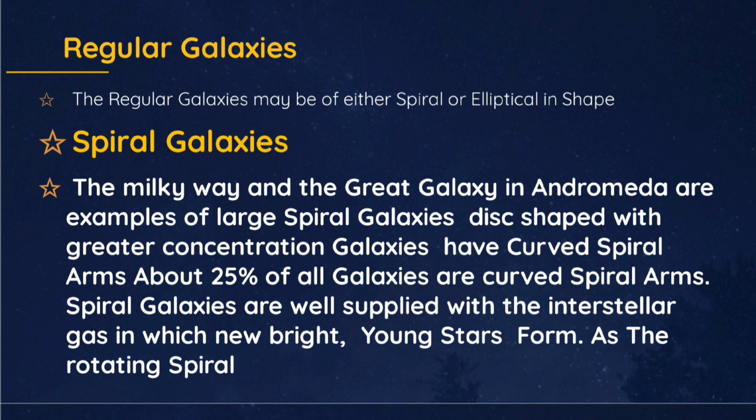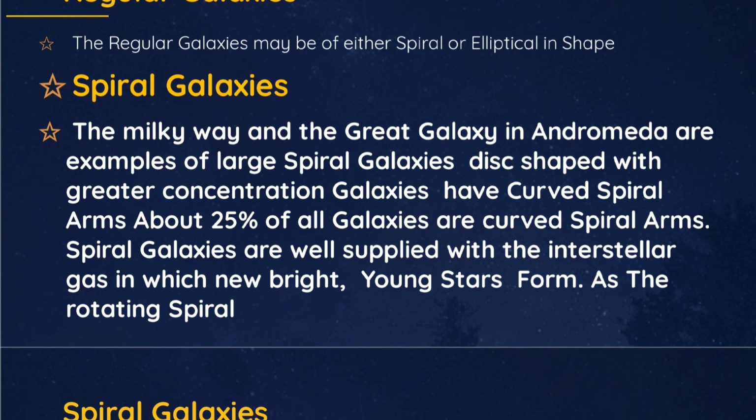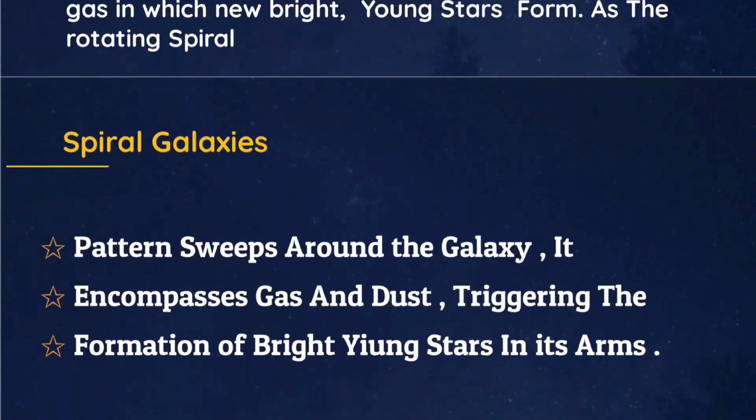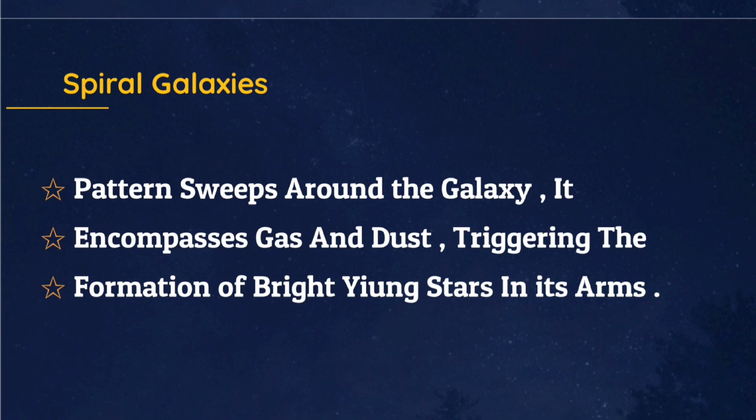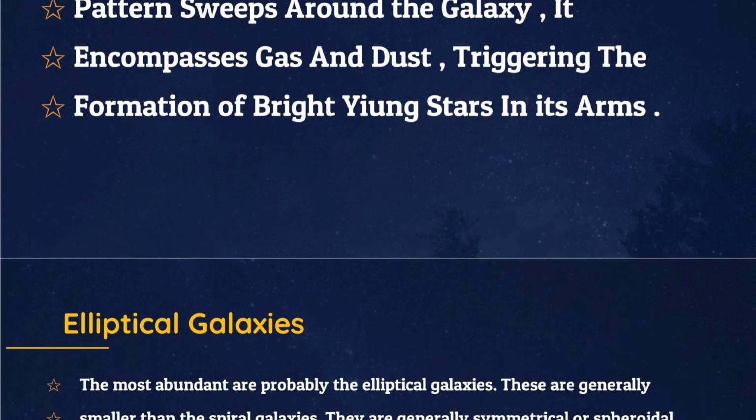Disc-shaped with greater concentration, these galaxies have curved spiral arms. About 25% of all galaxies are spiral. Spiral galaxies are well supplied with interstellar gas in which new bright young stars form. As the spiral galaxy rotates, it encompasses gas and dust around the galaxy, triggering the formation of bright young stars in its arms.